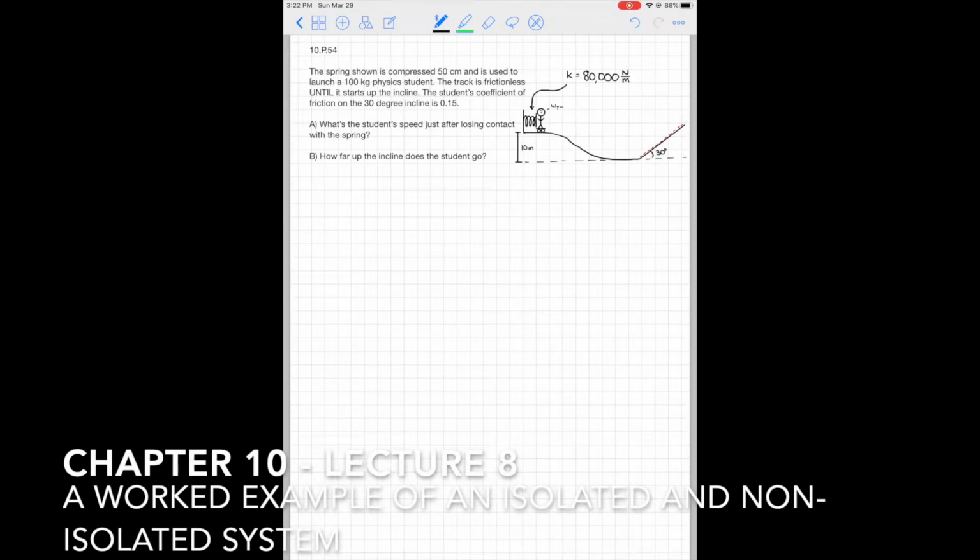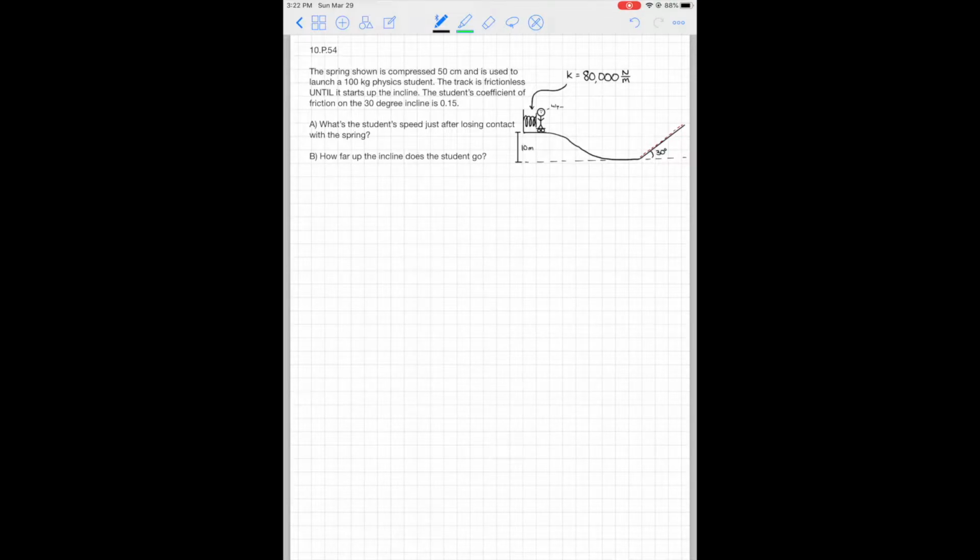Hey folks, so I want to do a worked example. This one is number 54 from chapter 10. It says, a spring shown is compressed 50 centimeters and is used to launch a 100 kilogram physics student. The track is frictionless until it starts up the incline. The student's coefficient of friction on the 30-degree incline is 0.15.